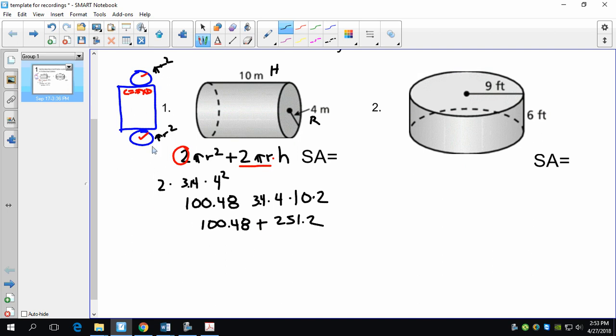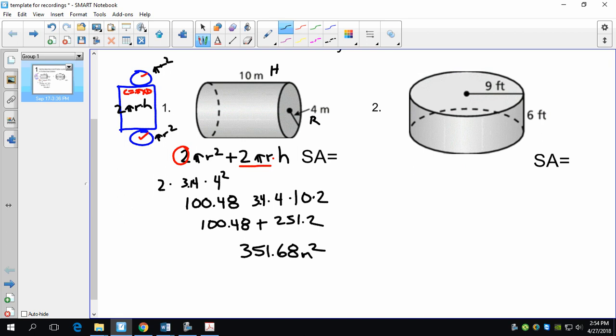Now, we told you the first part, the 100.48, were the 2 circles. So this part is the 2 pi r times h. That's that rectangle there. So if we add them together, we get 351.68, and that would be meters squared. 351.68 meters squared.